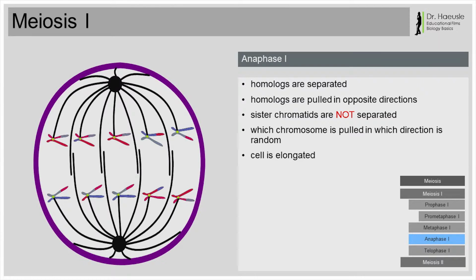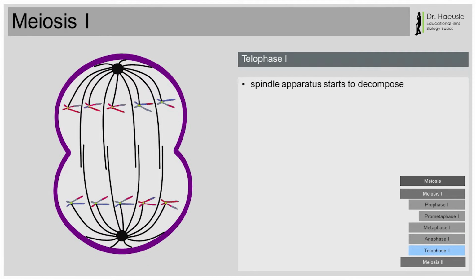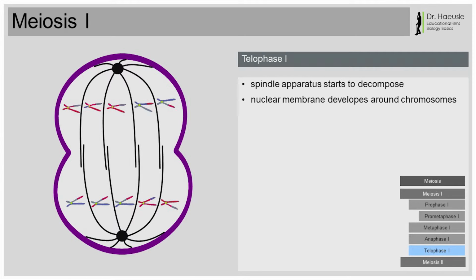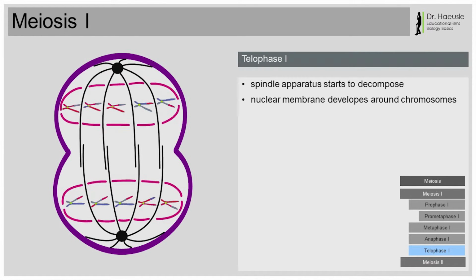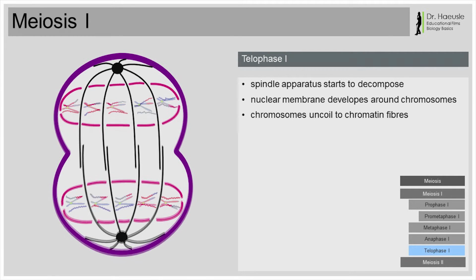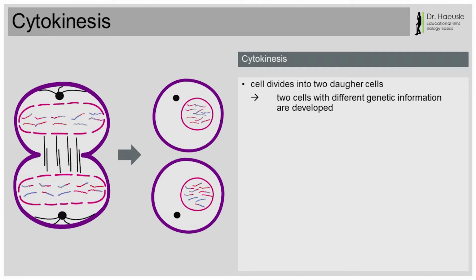Telophase 1 follows. The spindle apparatus begins to decompose. The nucleus at each centrosome is developed. The chromosomes uncoil to chromatin fibers. In the following cytokinesis, the cell is divided at the equatorial plane.